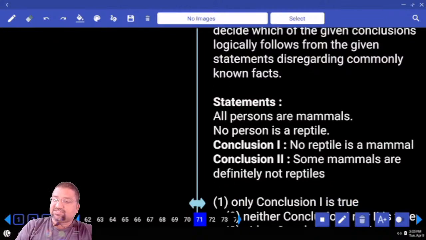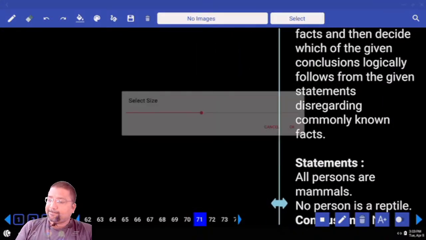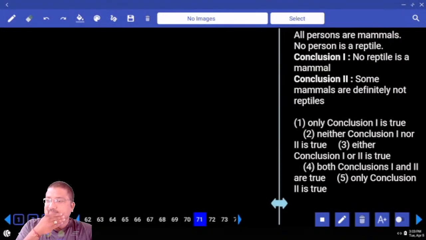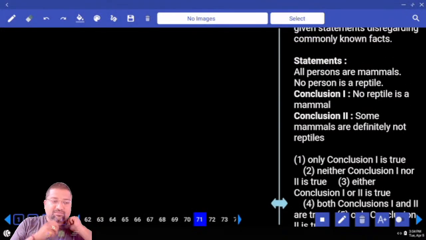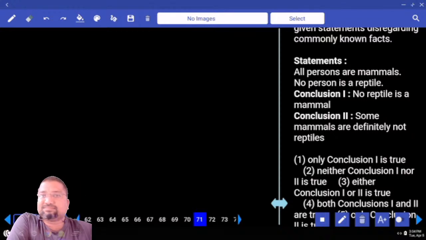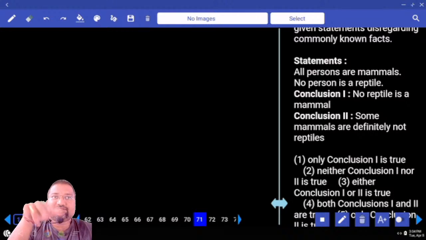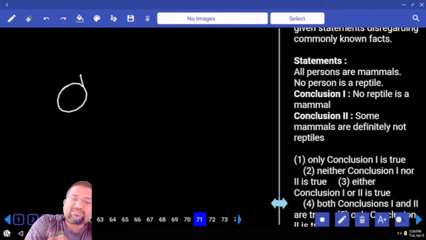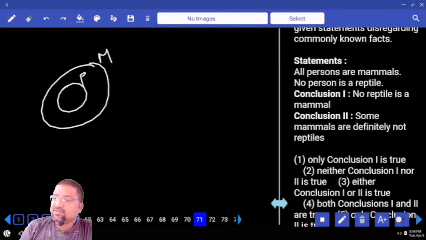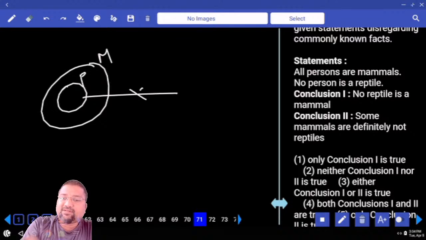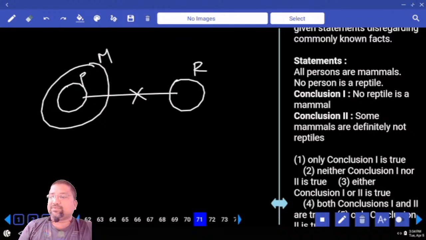Next is syllogism. Syllogisms. In syllogism, what will you do? We'll draw only the diagram, and the rest on the basis of observation. What's the first one? All persons are mammals. Next, no person is a reptile. There should not be any relation between person and reptile. What is the first conclusion? No reptile is a mammal. Right or wrong? Right. Complementary, some reptiles are mammals.